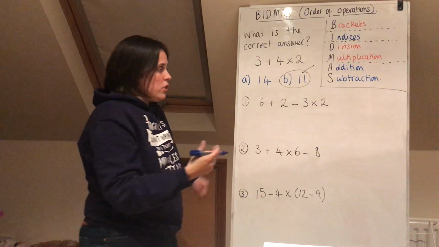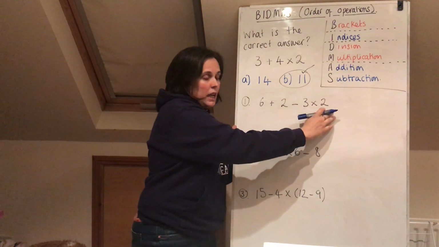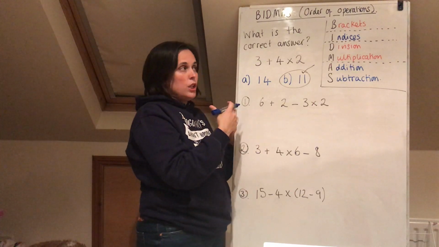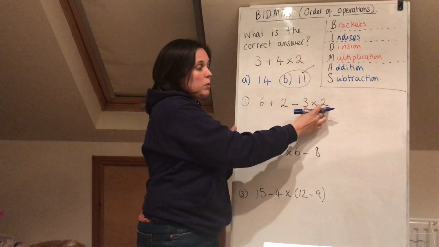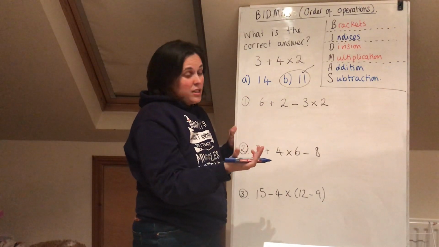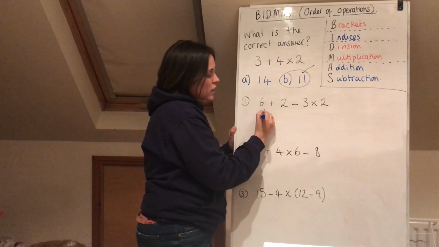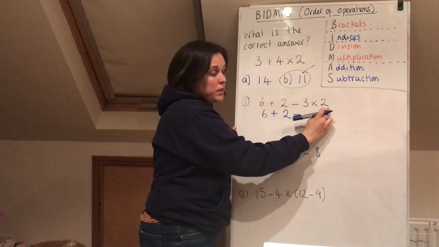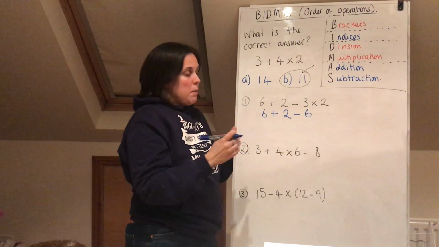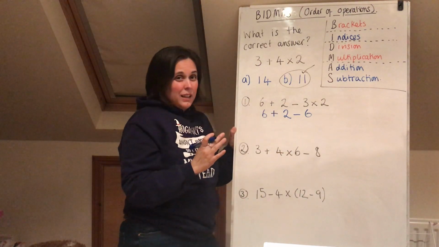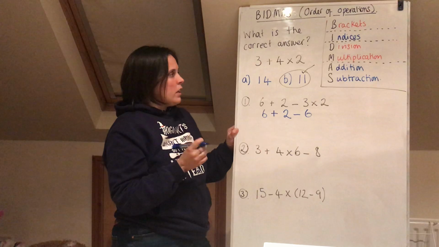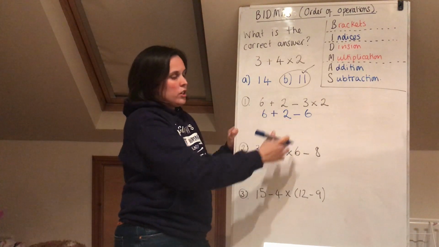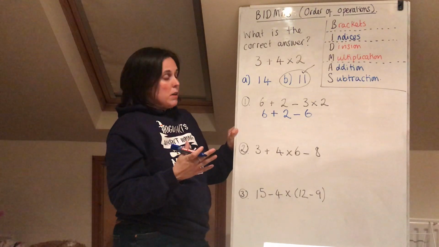Now what I recommend you do is you write out the sum again, but on the next line of working you work out anything that you can do first. So I'm going to work out 3 times 2, and that's just 6. So I'm going to write 6 plus 2, take away, and instead of 3 times 2 I'm going to write 6. But everything else you'll notice I've copied exactly. I've only done the multiplication. Now we look at the sum that's left, and we've only got addition and subtraction, and so I can just now work from left to right.